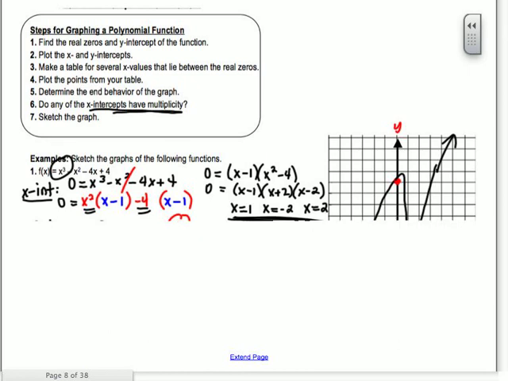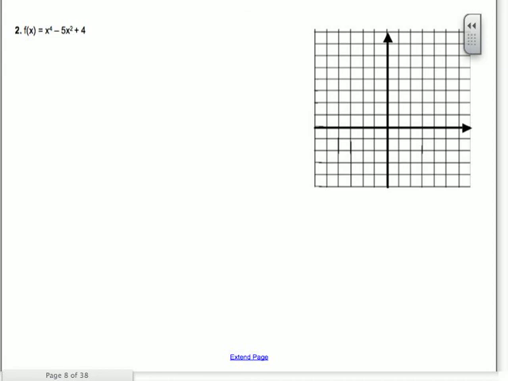Okay, so let's try this one. This is the last one. Nope, I guess I'm wrong. All right, so f of x equals x to the 4th minus 5x squared plus 4. Okay, so let's find the x-intercept, the y-intercept. So the y-intercept's easy. Remember, plug in 0 for x. So what do I get when I plug in 0 for x? y equals 4. So that's where it's crossing the y-axis.